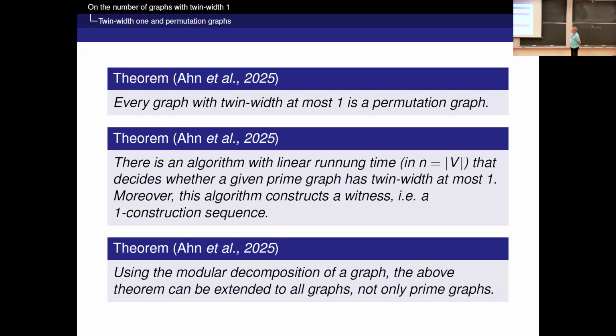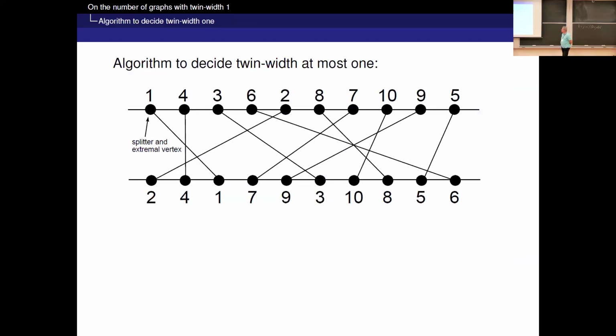Okay, why did I tell you that? Because we want to use this algorithm and reverse engineer it in order to count, or at least to give a bound on, the number of twin width 1 graphs. So first of all, let us look at how the algorithm works. It can be shown that one of these extremal vertices, as they are called, at the end, is a splitter such that the construction sequence ends with that splitter. So the algorithm starts with that splitter and removes it.